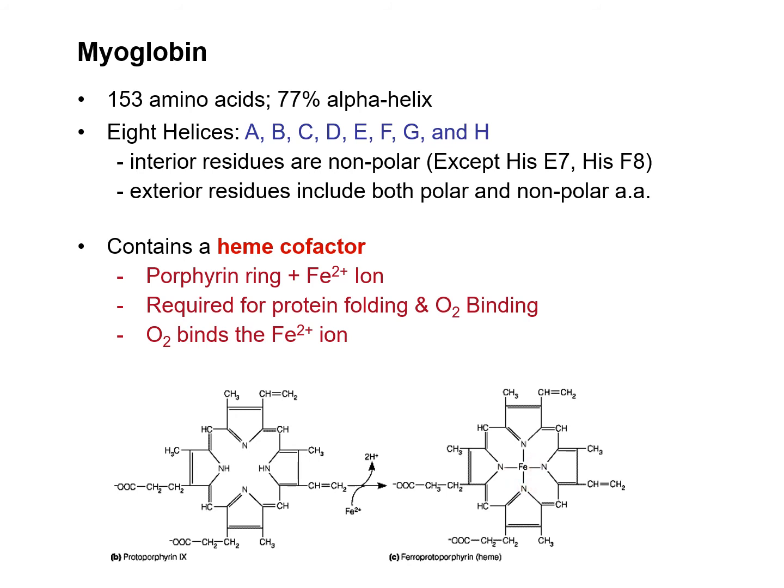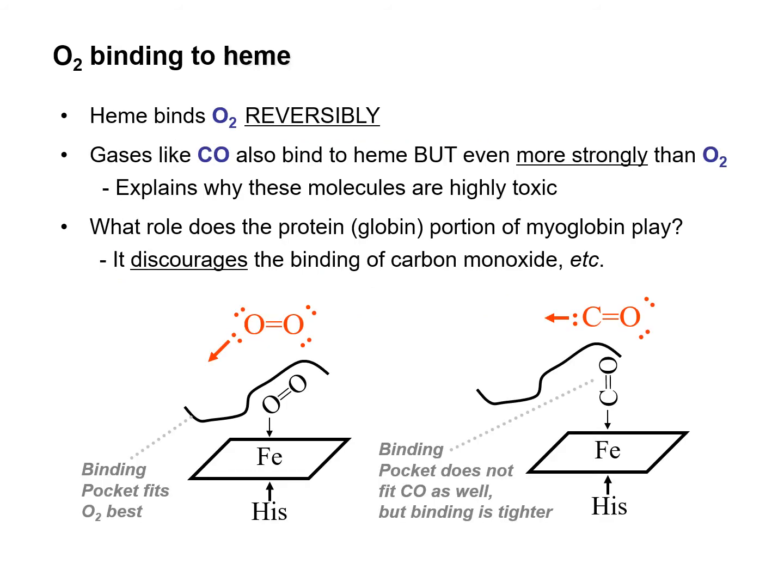It is formed with the porphyrin ring and the iron divalent ion, and is required for the protein folding of that myoglobin, as well as critically the oxygen binding too. So oxygen binds specifically to this iron divalent ion. So the heme is a critical functional group in the globins that binds the oxygen reversibly. But gases like carbon monoxide also bind to the heme, even more strongly than oxygen molecules. And that explains why these molecules are highly toxic.